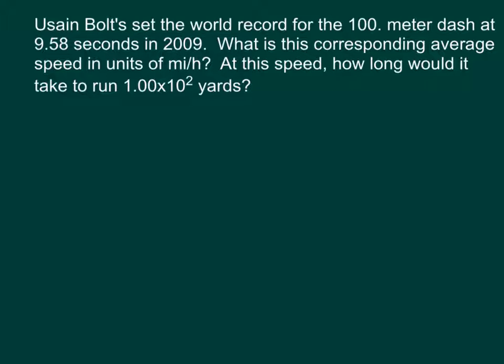we talk a little bit about Usain Bolt. He is considered the fastest man currently in 2016, as he won a lot of golds this year. Usain Bolt set the record for the 100-meter dash at 9.58 seconds in 2009. What is the corresponding average speed in units of miles per hour? At this speed, how long would it take to run 100 yards?